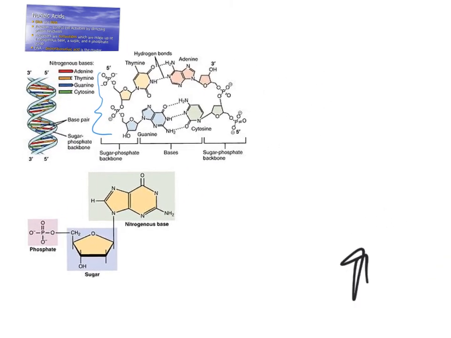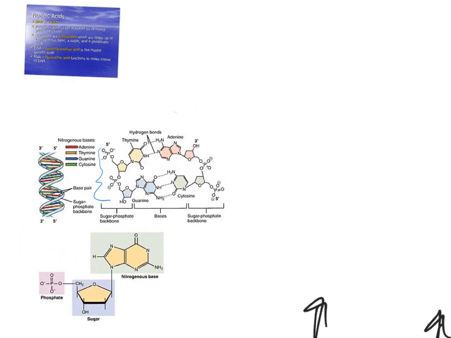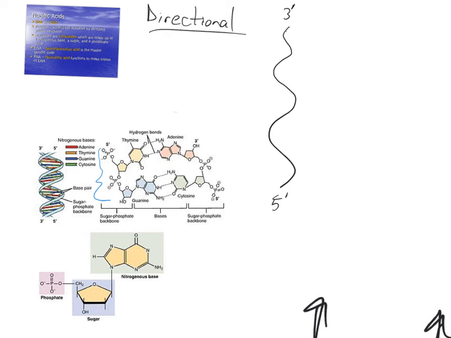Let's talk about that structure for just a second. If you have this phosphate-sugar backbone, on one side you have a 3' end, and on the other side you have a 5' end. Just like amino acids, DNA is directional. We'll talk more about that later when we get into DNA replication, but in any case, it's directional.